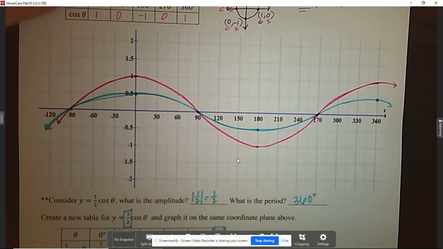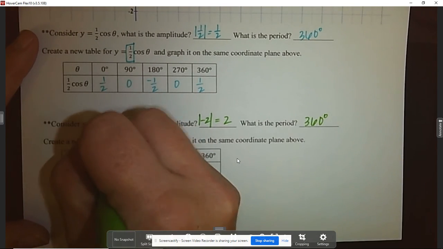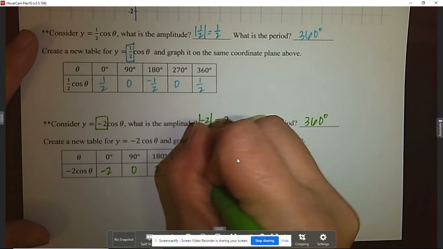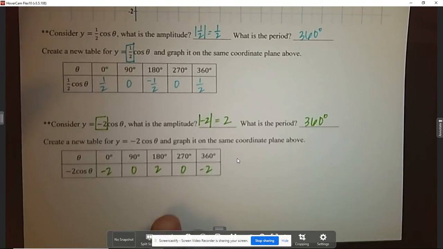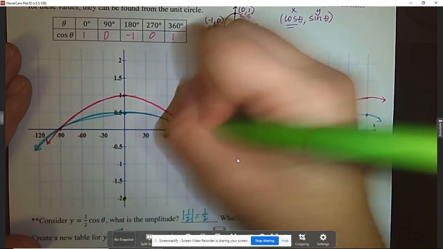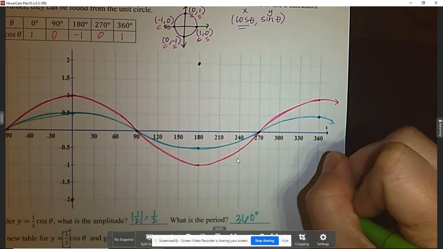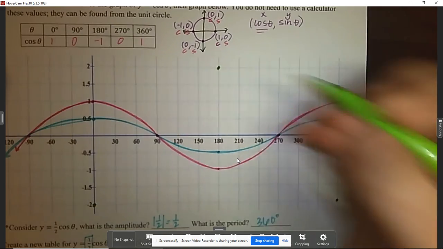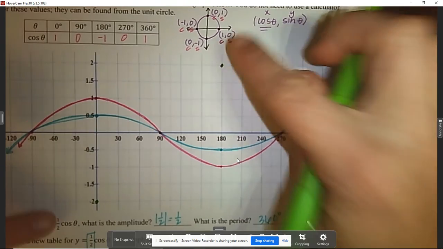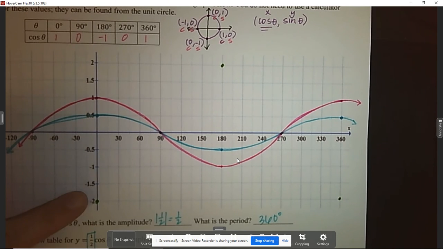If I take my parent table, cosine theta are these values. I'm going to multiply all those by -2 to get my -2 cosine values: -2, 0, 2, 0, and -2. And now I'm going to plot those on the same graph. So 0, -2; 90, 0; 180, +2; 270, 0; and 360, -2. As you can see, this is much taller, but it is also reflected. So remember, the pink graph was my parent graph for cosine, so it's reflected down here. So let me sketch this in for you.